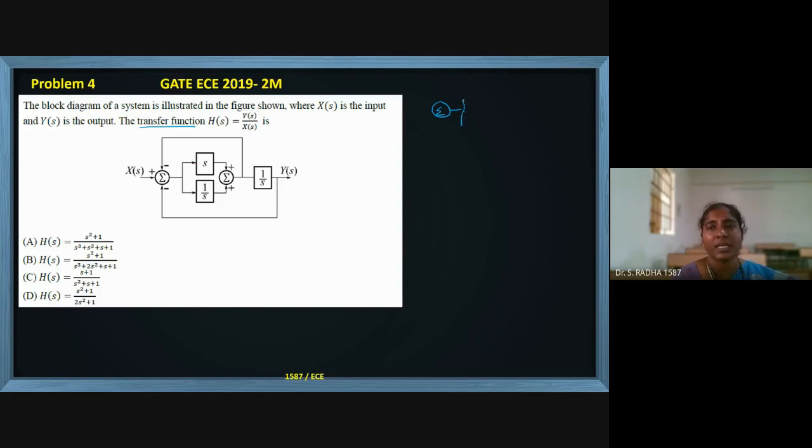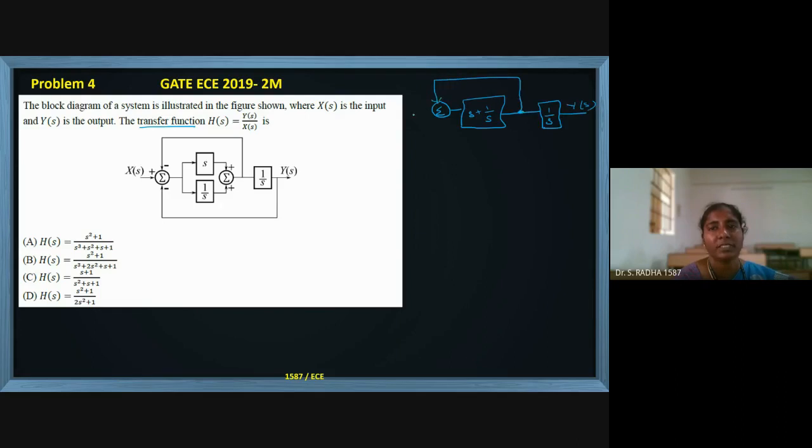If 2 blocks are in parallel, according to block diagram reduction, I can add them. So S and 1 by S, I am just adding. After that, the summation point is not required. After the summation point, 1 by S will be remaining, and in the backward direction, this branch point also remains.